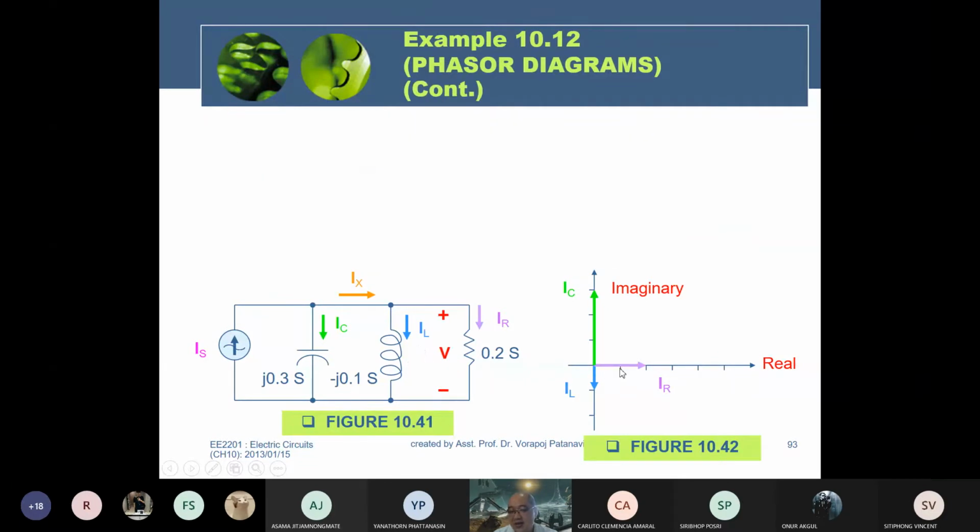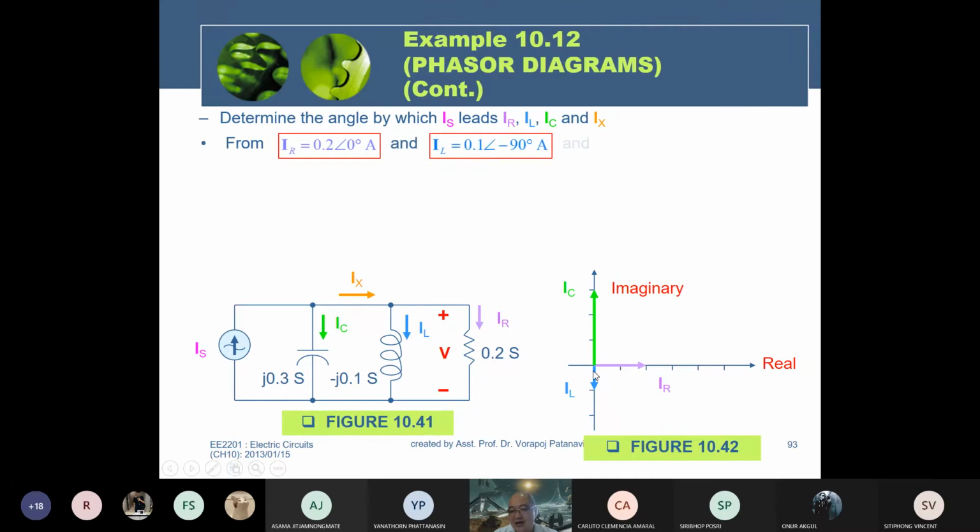Now, if you would like to determine IX, IX is the result of IL plus IR. IL is here, IR is here. Therefore, IR equals 0.2 at 0 degrees, IL equals 0.1 at minus 90 degrees, IC equals 0.3 at 90 degrees. You can determine IR, IX first.